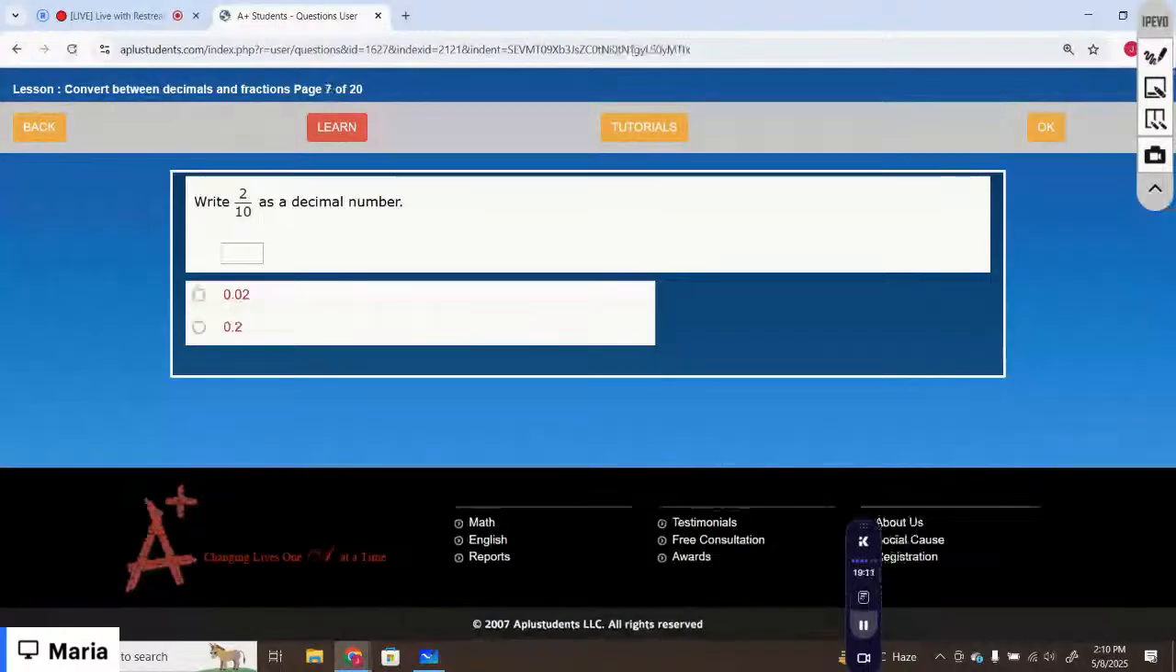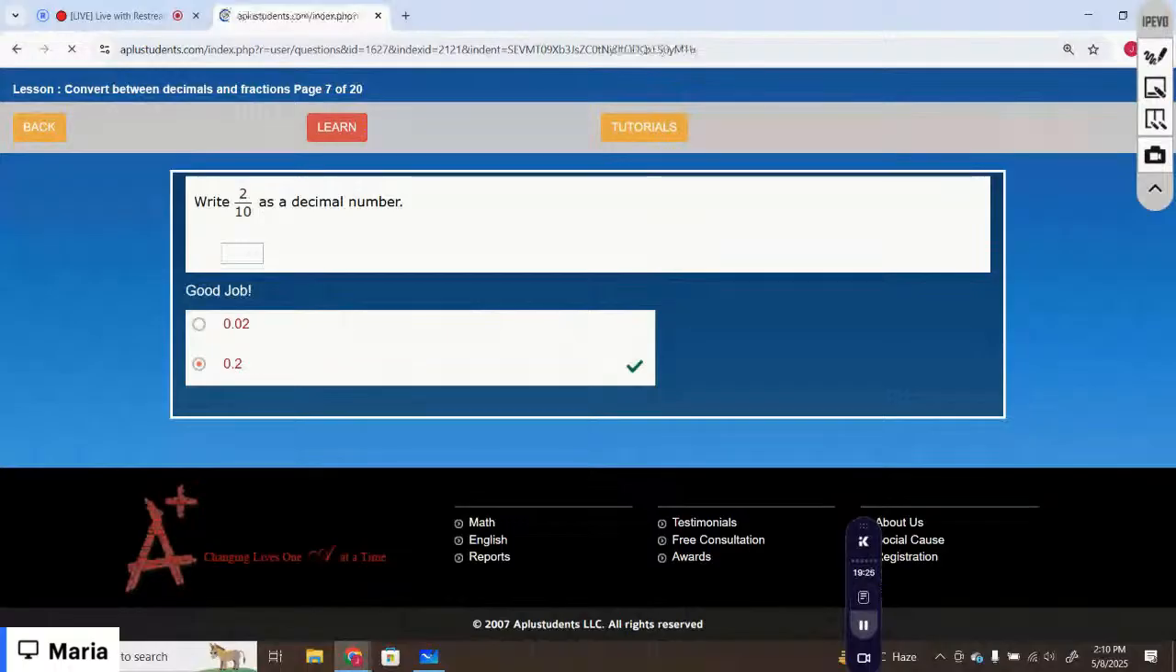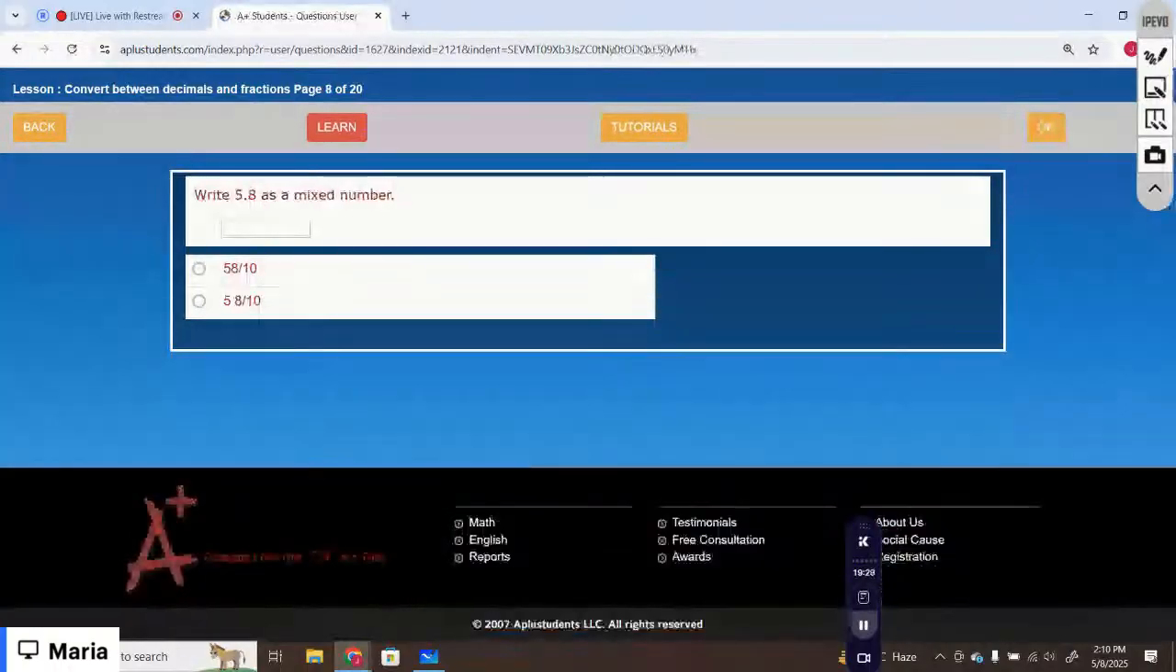2 over 10. 2 over 10 equals, that is 0.2. Option number two is the correct option. Write 5.8 as a mixed number. That is 5 whole 8 over 10. Option number two is the correct option. Although you can complete the lesson by yourself every day, let me move on to the next lesson.